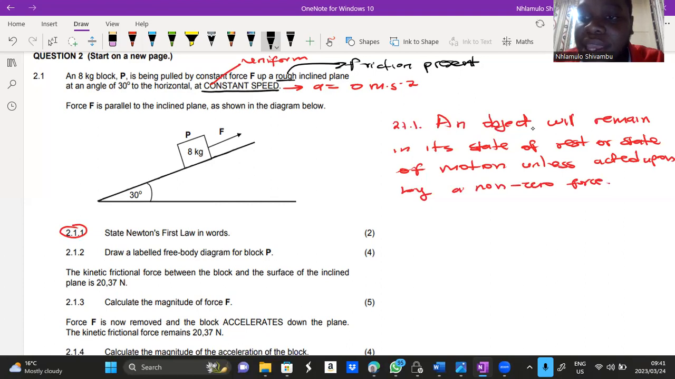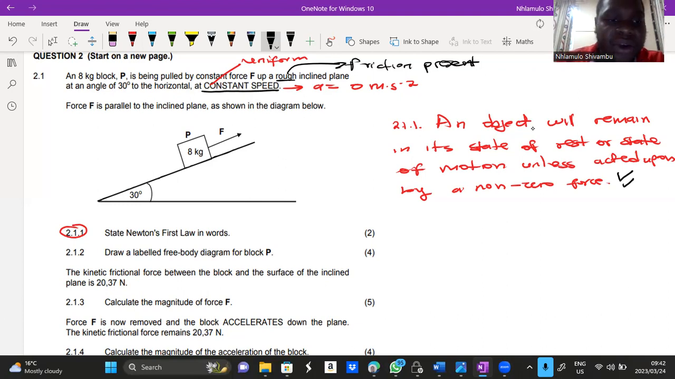As I said, each and every learner needs to know how to state all the laws of motion, and they need to try by all means necessary to state them the way they are in the examination guidelines so that they don't lose marks. So that's how we state Newton's first law in words.